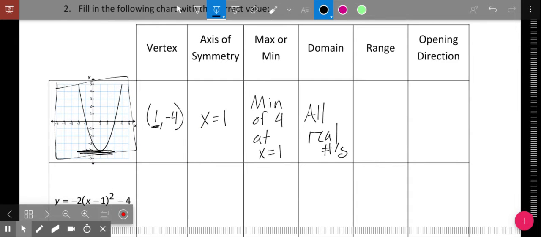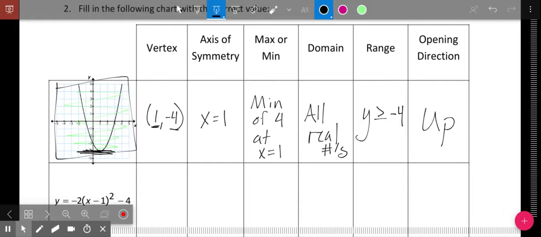Since my graph opens up, we know the range is y is greater than or equal to, because we're talking about all the y values above the vertex. It's going to be greater than or equal to the y value, which is -4. And we're already talking about the opening direction. Well, we know that it opens up. Okay, so that's what you should have gotten for all of that information.